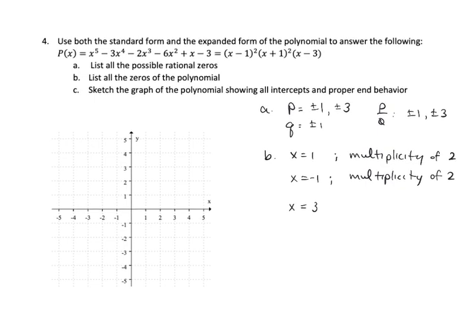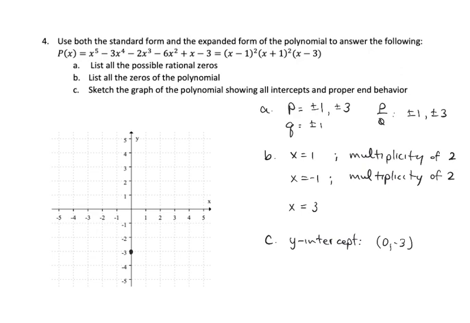Now for part C, we need to have the intercepts and the correct end behavior. So I'm going to find the y-intercept. If we let x equal 0, then all of these terms containing x disappear to 0. 0 minus 3 is negative 3. So the y-intercept is negative 3.